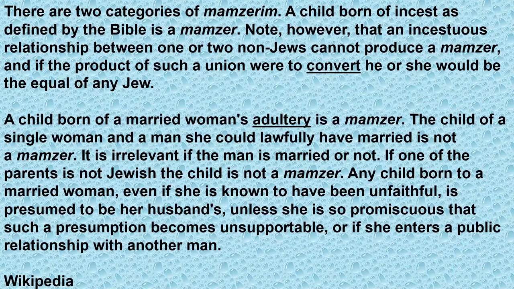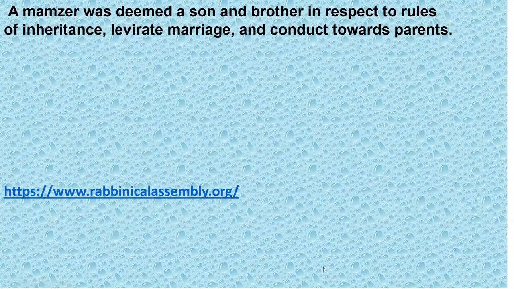So the child of a single woman and a man she could lawfully have married is not a mamzer. Okay, so if they just happen to have an affair, they're not married, they have a child, that is not considered a mamzer. And as I said before, it's irrelevant if the man is married or not. And then one more thing, because the question was about inheritance. A mamzer was deemed a son and brother in respect to rules of inheritance, levirate marriage, and conduct towards parents.